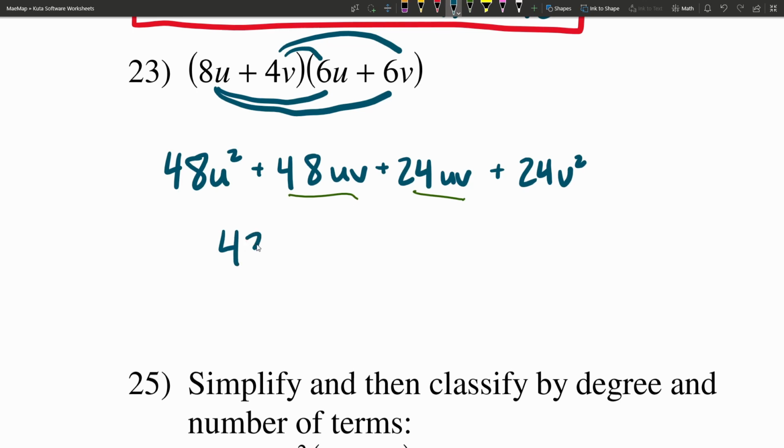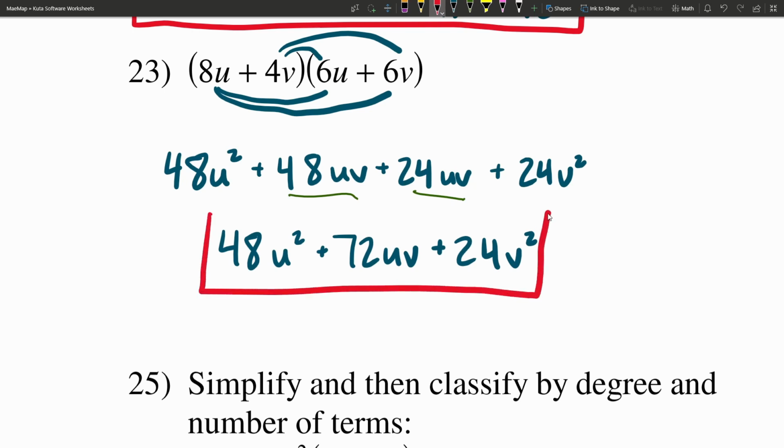So I'm going to have 48u squared plus, combining those like terms, 48 plus 24 is going to be a 72, and that's a 72uv plus a 24v squared. That's my solution for number 23.